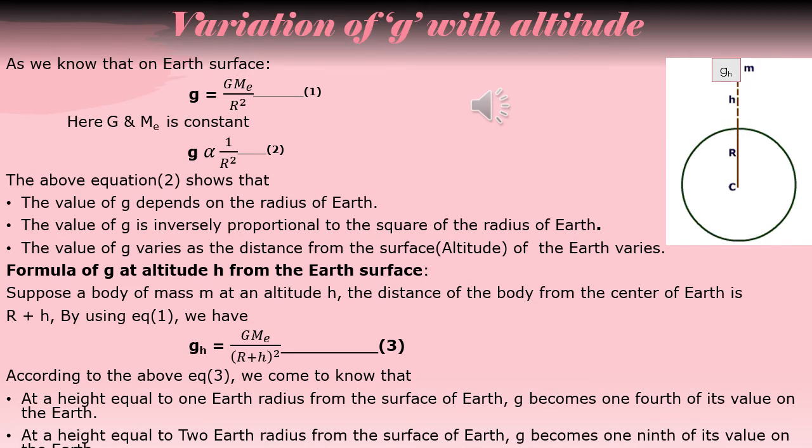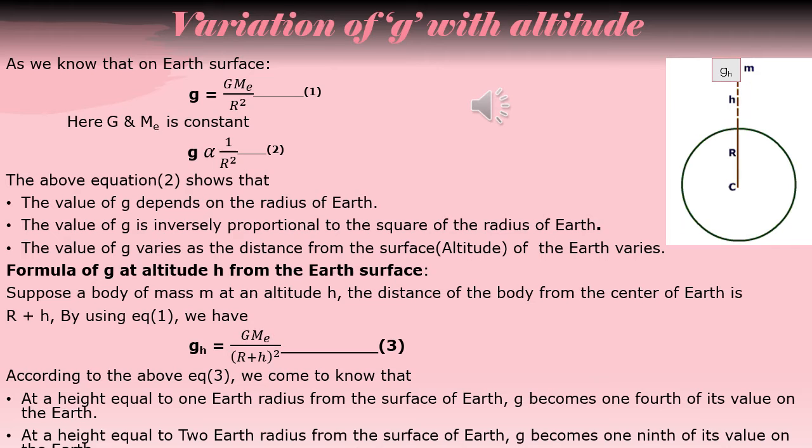Our next topic is variation of g with altitude. As we know that on Earth's surface, g equals GM divided by r square, here G and M are constant. Therefore, equation 1 becomes g is proportional to 1 divided by r square. The above equation 2 shows that the value of g depends on the radius of Earth. The value of g is inversely proportional to the square of the radius of Earth. The value of g varies as the distance from the surface of the Earth varies.